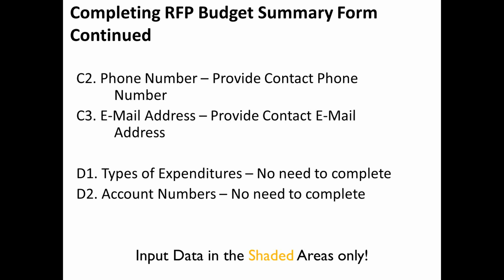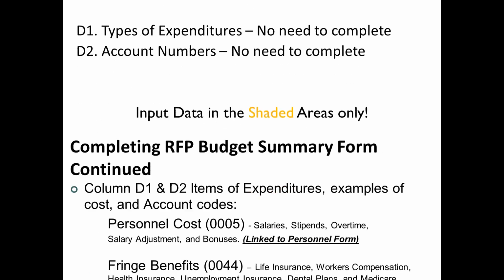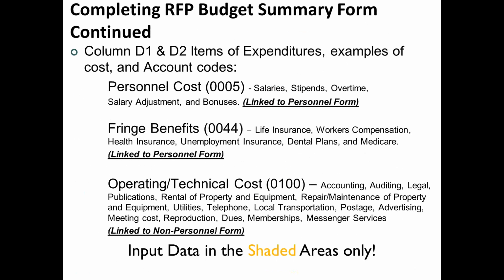And then you have D1 and D2, types of expenditures and account numbers. No need to complete anything there. Those are all provided for you.